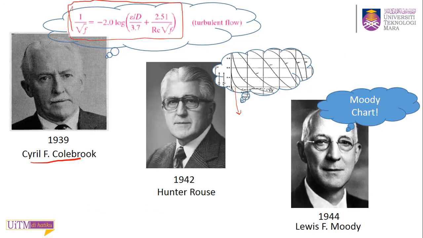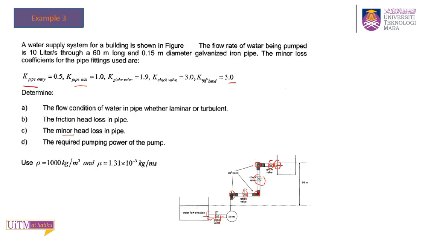Maybe we can look at one more example from this equation. Okay, this one. A water supply system for a building is shown here. The flow rate of water being pumped is 10 liter per second, so your Q is 10 liter per second. You can change this to meter cube per second later, so 0.001 meter cube. You will get your Q equal to 0.001 meter cube per second.